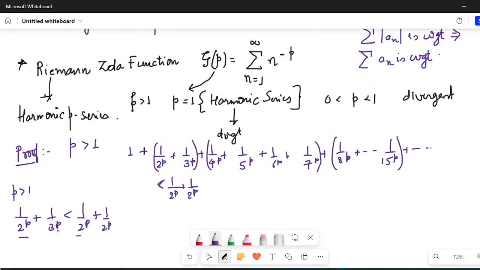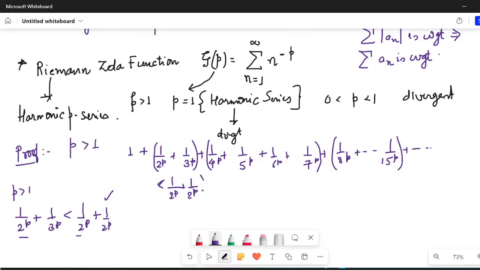But now, if instead of writing 1 upon 3 to the power p, I write 1 upon 2 to the power p, this would be greater, because I'm dividing by a lesser term. Is that clear? Only Anurag is there today. Whosoever is live, please let me know. Is that clear?